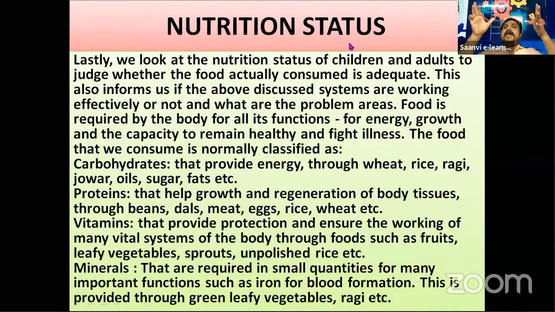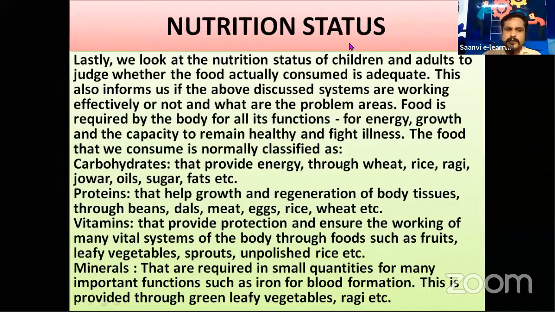And finally, this is very important, students. You must hang this chart in your bedroom. What chart? See here, protein. That helps growth and regeneration of body tissues, through beans, dal, meat, egg, rice, wheat. Are you getting all this? Next, vitamins that provide protection and ensure the working of many vital systems of the body, through foods such as fruits, leafy vegetables, sprouts, unpolished rice or brown rice.